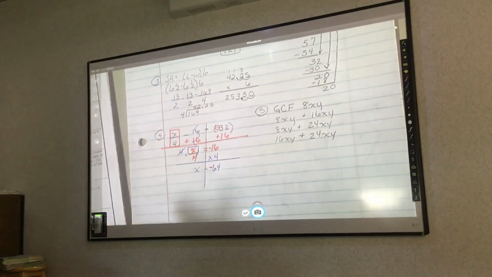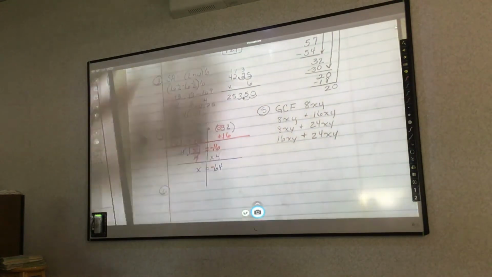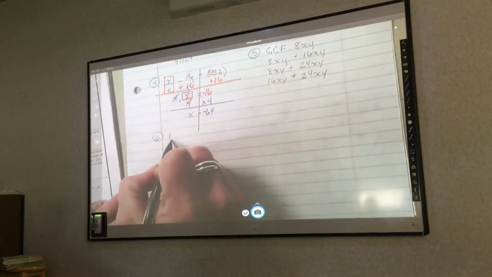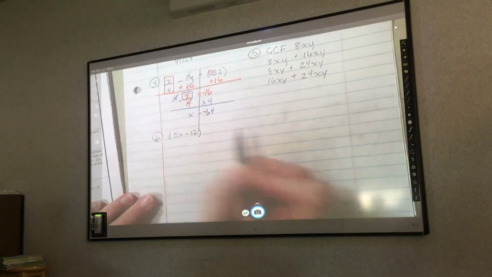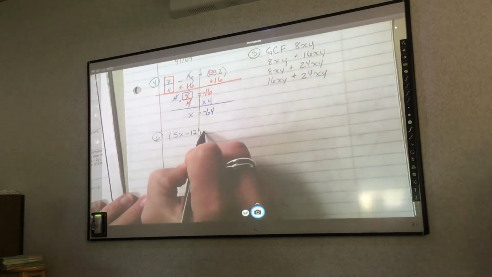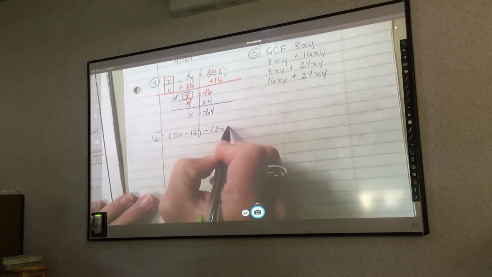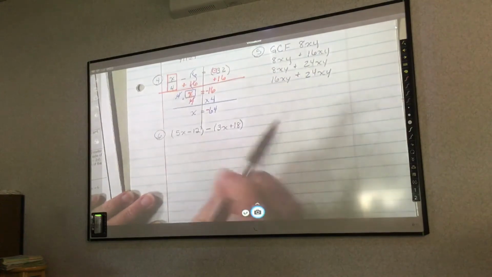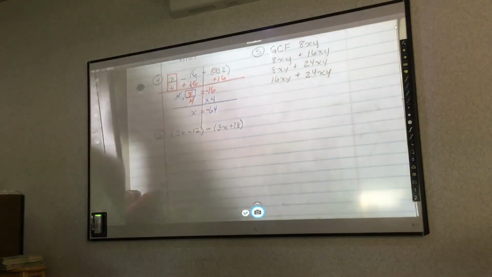Number 6. A Girl Scout has the quantity 5x minus 12 boxes of cookies, and she sells the quantity 3x plus 18, so that means I'm getting rid of the quantity 3x plus 18. Okay? So now I have to figure this out. I have to solve this problem.